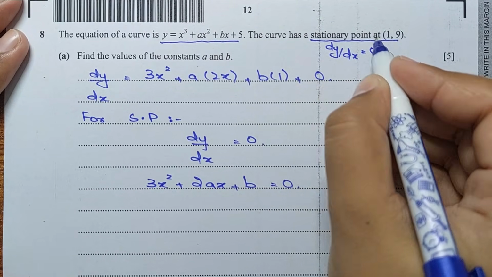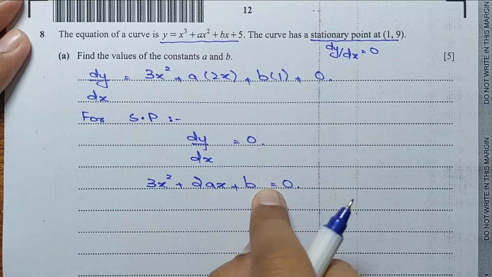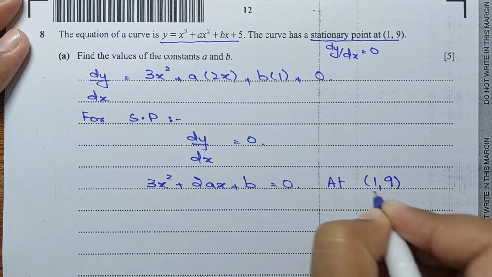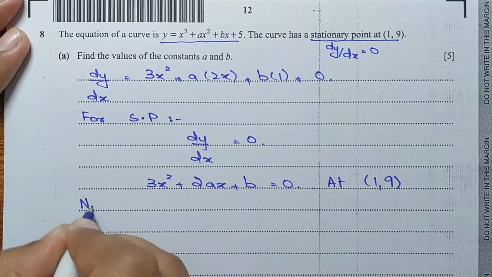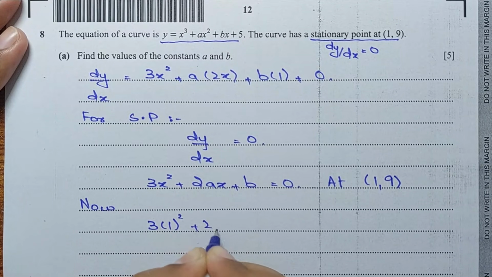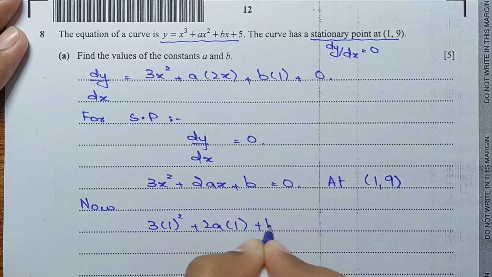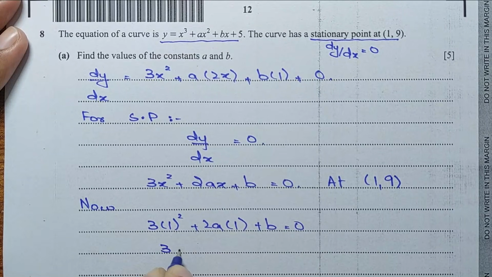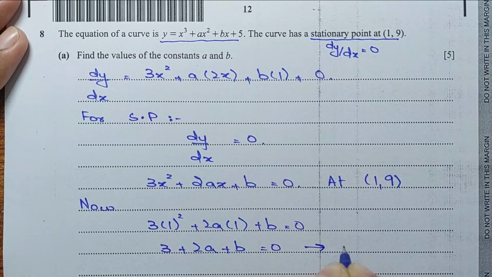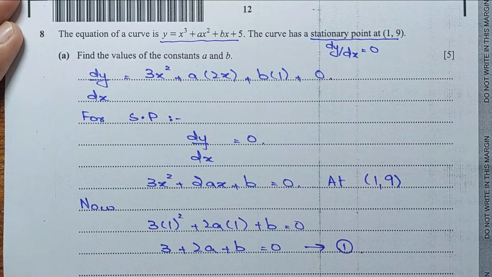We have given a stationary point, so this derivative is equal to 0 at (1, 9), when x is 1 and y is 9. Now we have the equation: 3 times 1 squared plus 2a times 1 plus b equals 0. So 3 plus 2a plus b equals 0. That is my first equation. But we have to solve for a and b, so we need two equations for two unknowns.